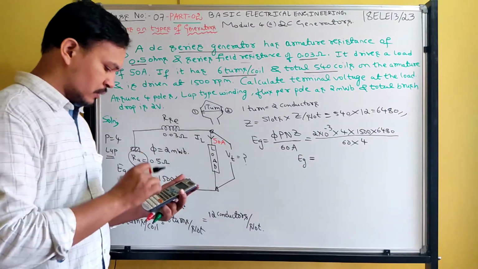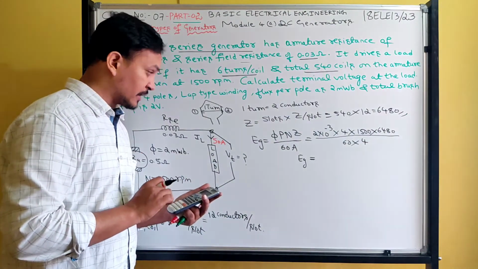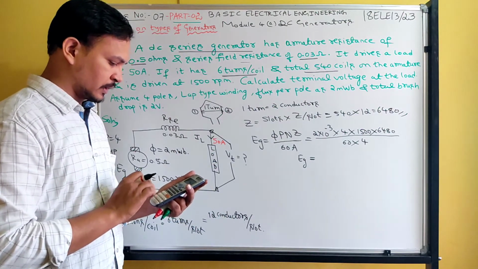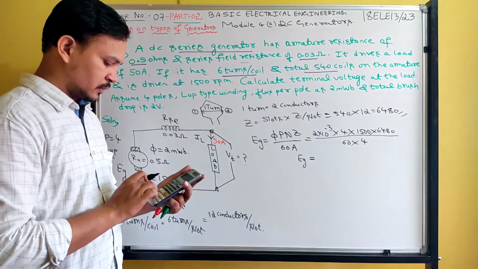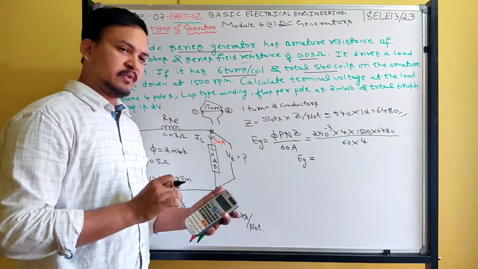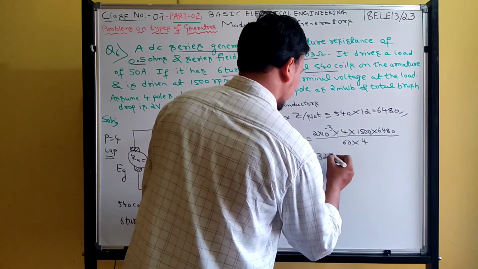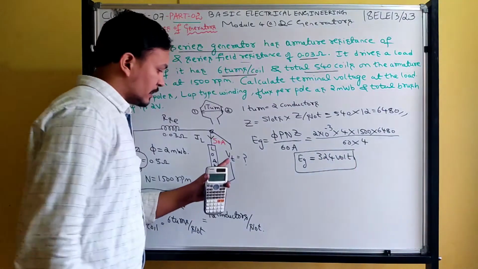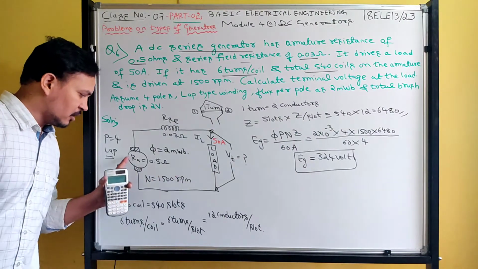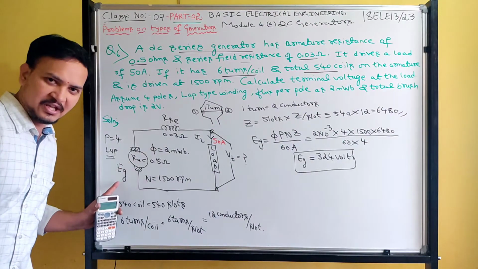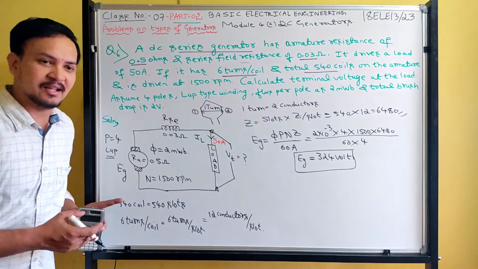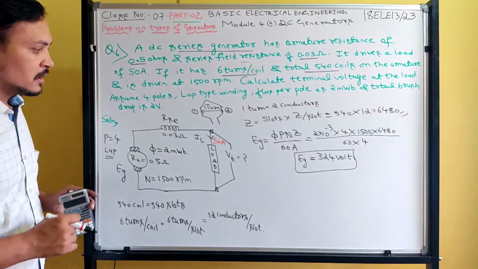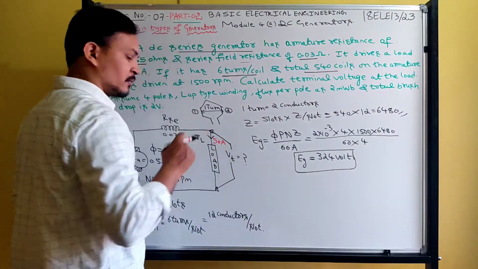So calculate, and from this you will get the generated voltage. 2 into 10 raised to minus 3 into 4 poles into 1500 rpm into 6480 conductors divided by 60 into 4. So we got the generated voltage, 324 volts. In order to find Vt, obviously I should know Eg. But Eg is not given directly, it is given indirectly. So from this equation we find Eg.